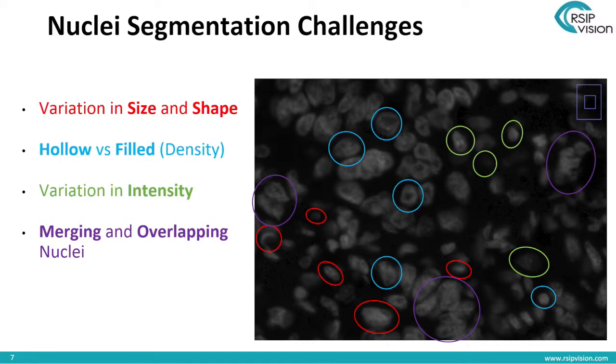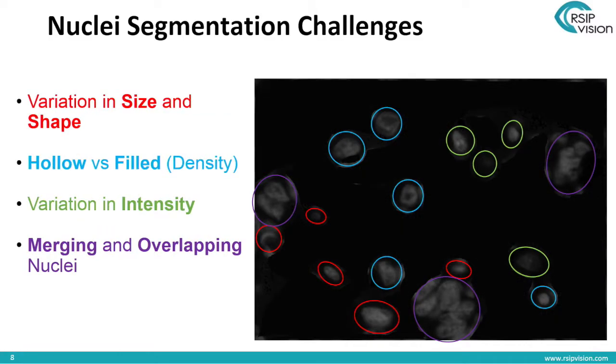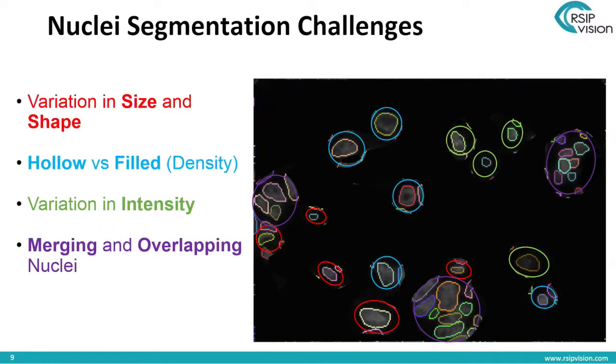And you have merging and overlapping nuclei. You can have clumps of cells, and you want to separate them properly. And this is not a straightforward task by any means. These are just the same examples, and this is the kind of result we're looking for.